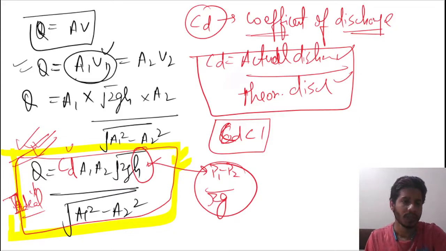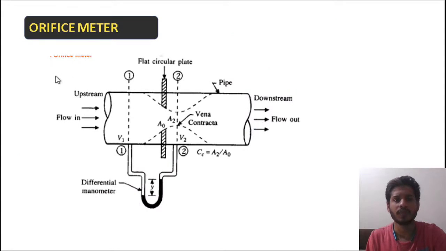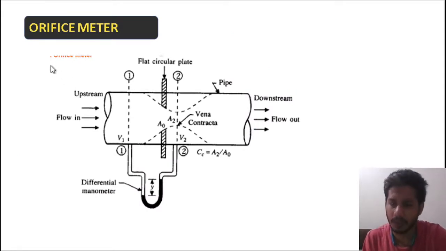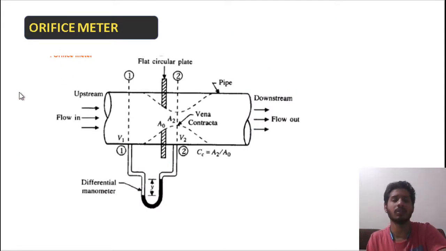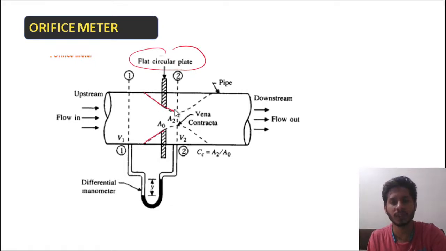All right. Then we have another instrument, the orifice meter, which is very similar to the venturimeter. Only, there is a flat circular plate. We have a flat circular plate at this position. Here is also a converging portion. You can treat it as the throat, and there is also a diverging portion. And due to this converging portion, a vena contracta is formed.